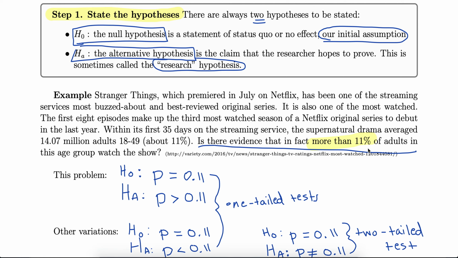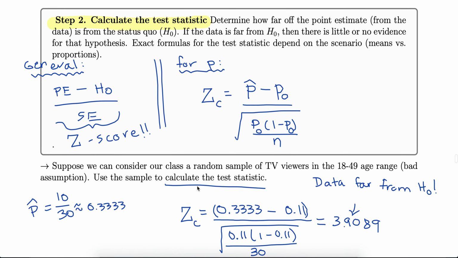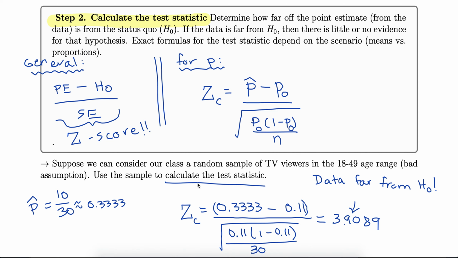adults watch Stranger Things? And our hypotheses we stated: HA, the alternative, had our research question, is p, the population proportion, greater than 11%? H0 is our initial assumption, that the proportion is in fact just 11%. Our second step was to go ahead and collect our data, or our evidence, and compare that with our initial assumption. So we had our formula here for that comparison.